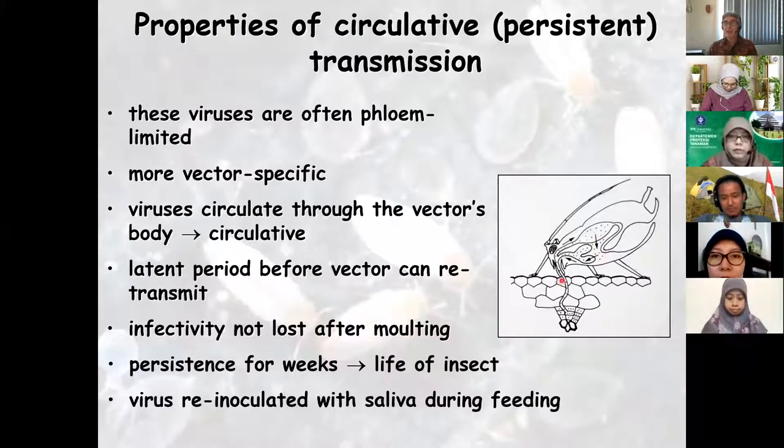Right, so these viruses, as I said, are generally limited to the phloem tissue. That means the virus, the aphid or the whitefly, has to feed on the phloem tissue to inoculate and to acquire the virus. That means the insect has to like feeding on the plant, making the plant probably a host of that insect as well as a host of the virus. So they're far more vector specific. Any old aphid is not good enough. It's got to be a particular species of aphid to do the transmitting.